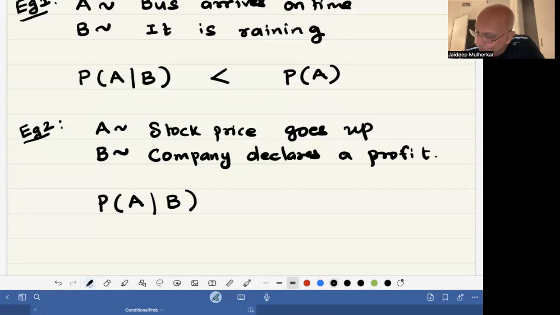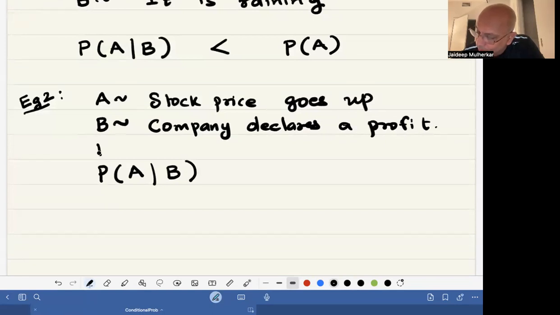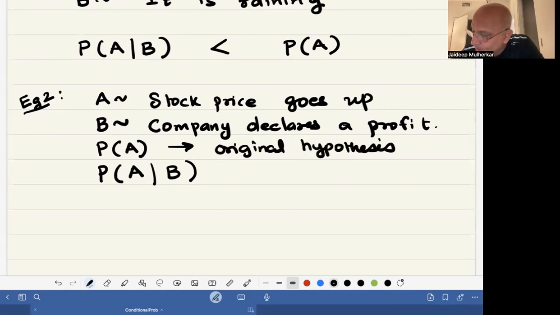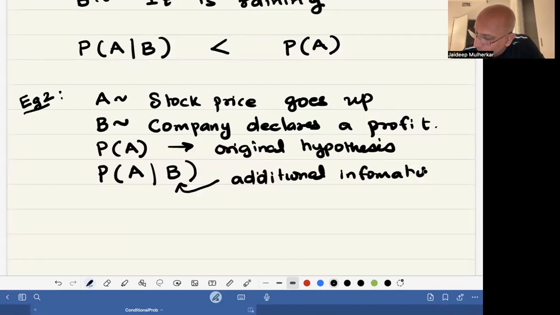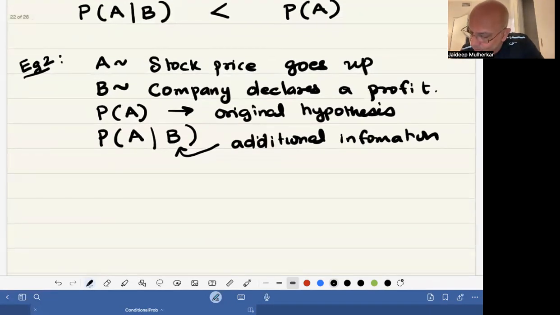Okay, so we had some original hypothesis. Let's call that probability of A sort of an original hypothesis, right? We have some notion or belief that the stock price will go up. But now we have some additional information, some evidence. And then we would like to compute this probability again, right? We are going to update our information by using the new evidence that we have got. That's example number 2. Let's take another example.